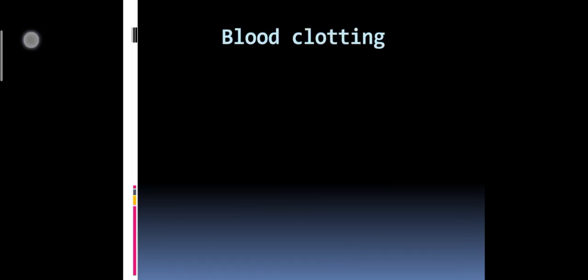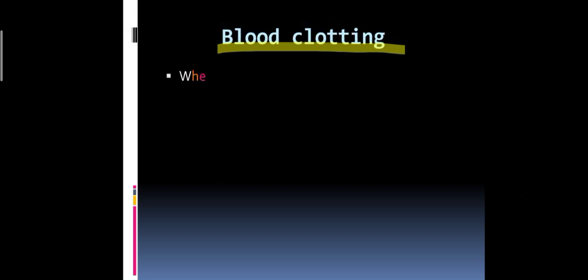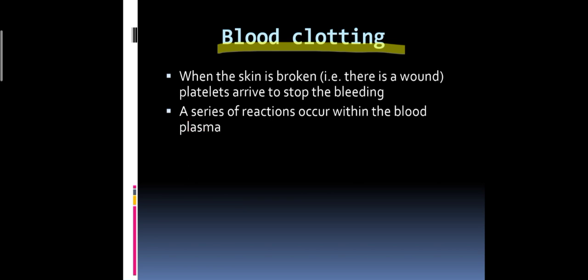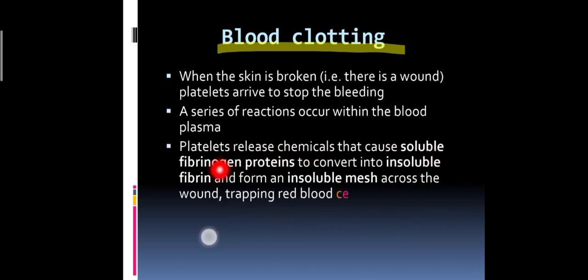Blood clotting. What is blood clotting and which part of the blood performs blood clotting? When the skin is broken, there is a wound. Platelets arrive to stop the bleeding. A series of reactions occur within the blood plasma, and platelets release chemicals that cause soluble fibrinogen proteins to convert into insoluble fibrin.